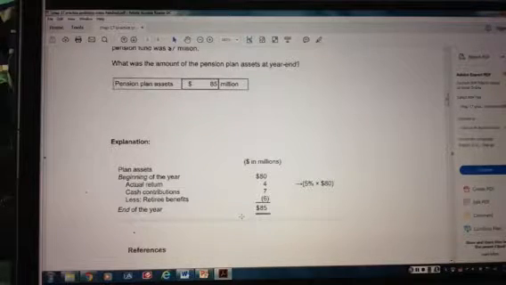So once again, you want to be very familiar with the PBO and how it changes, and with the plan assets and how it changes. Let's move on to the next one.